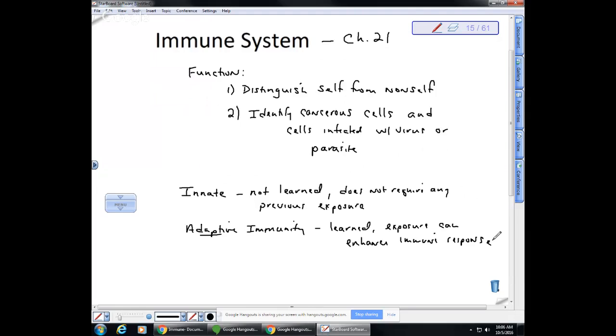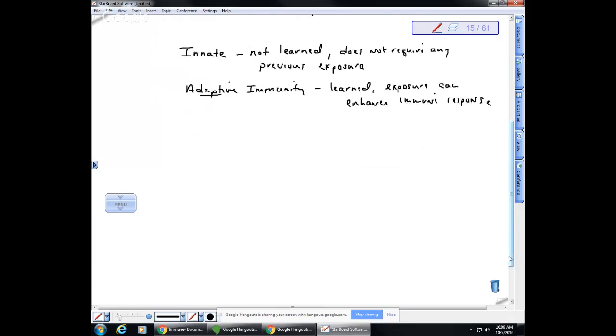Okay. So if we look at some mechanisms of innate immunity. So we'll talk about innate mechanisms. The first one that is pretty obvious is that we have barriers to infection.